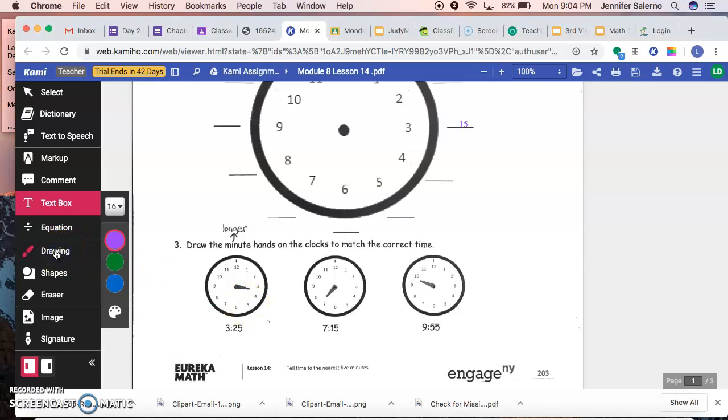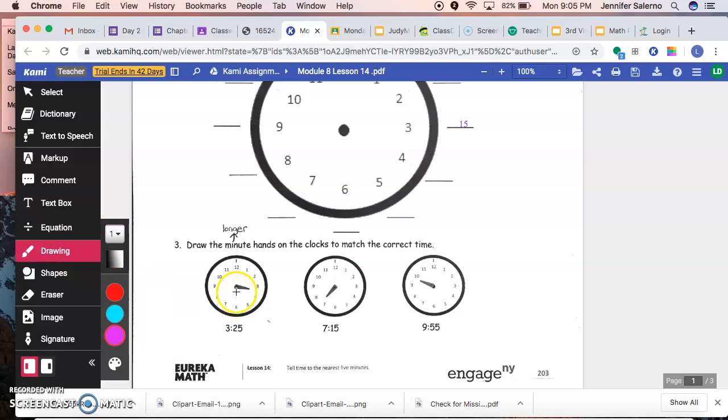So I'm going to come here to where it has drawing, and I'm just going to start here right in the middle, and I'm just going to draw a longer line to that 5. So you'll notice that the line that I drew is longer than the hour hand. That's what it needs to be, and it's pointing directly at the 5. When you do this, your minute hand should not be in between two numbers. It should be directly at a number because we are counting by 5s. So it is directly on the 5, okay?